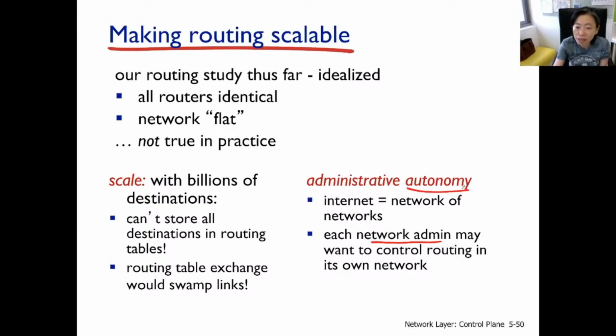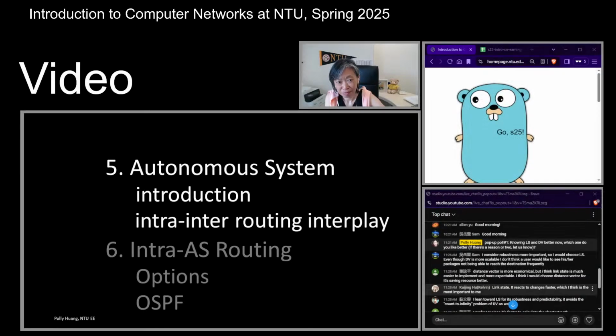So the internet, in terms of routing, is also a network of networks, a network of these autonomous systems. It's a network of autonomous systems. We'll come back to internet routing shortly after we check on the polls.